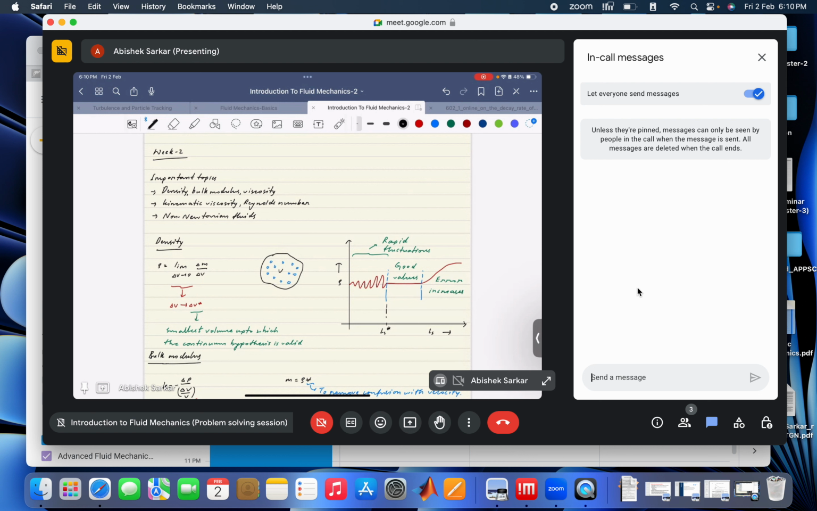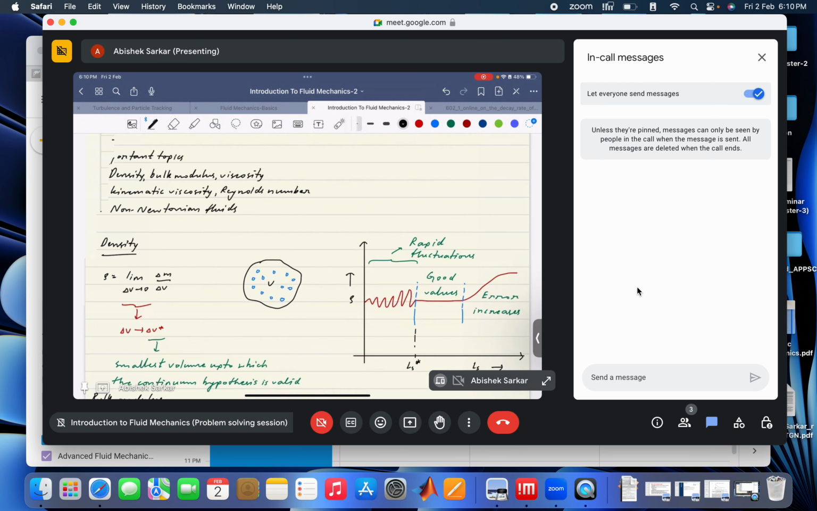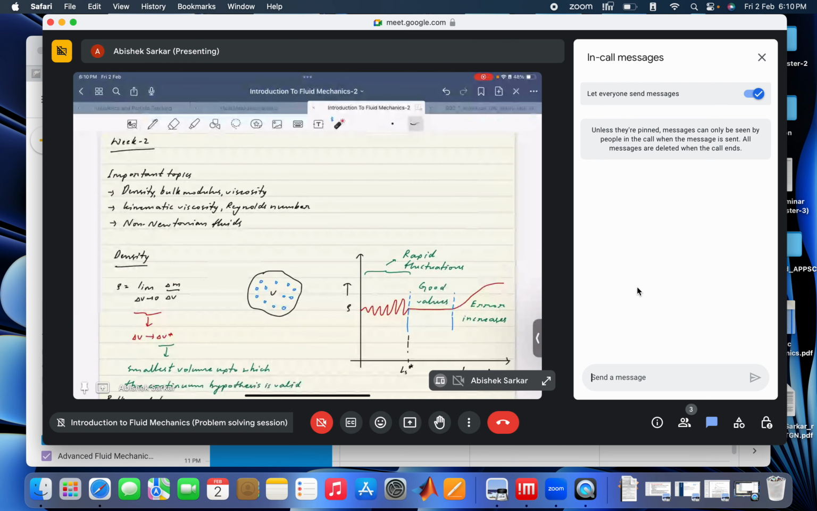Okay, then. So we will start with the second week of the problem solving session for the Introduction to Fluid Mechanics course. In continuation to the topics discussed in the previous week, we will continue to discuss the applications or the implications of the continuum hypothesis, and then several other important topics such as density, bulk modulus, dynamic viscosity, kinematic viscosity, Reynolds number, and non-Newtonian fluids.